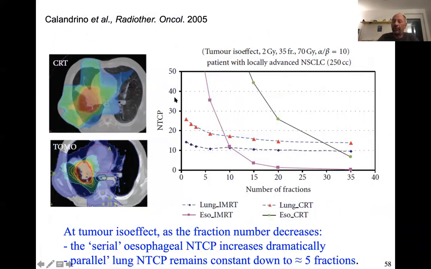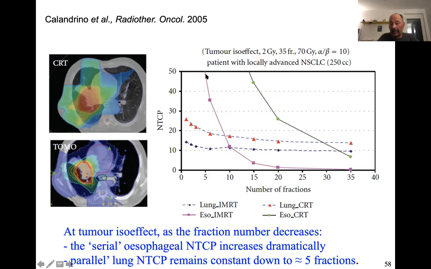This is now a calculation of the NTCP for two organs, one a typical parallel organ, the lung, and one a typical serial organ, the esophagus. And this is calculated with CRT, so with 3D conformal radiotherapy, and tomotherapy. This is not really IMRT, it's tomotherapy. Sometimes you use the same word, but the meaning here is tomotherapy. So look, if you take this green curve, this is esophagus in CRT.